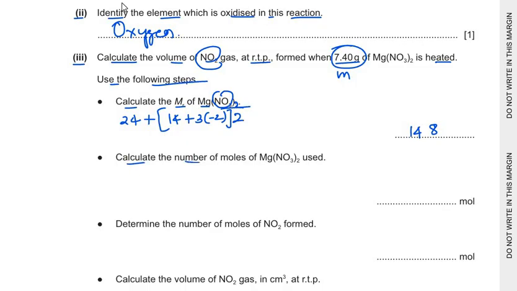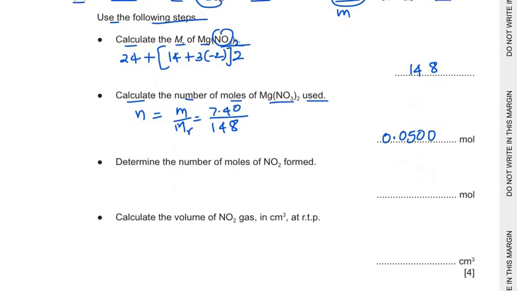Now calculate the number of moles of magnesium nitrate used. So here we are given the mass. So moles is equal to mass upon Mr. So mass is 7.40 divided by the Mr, which we have already calculated, that is 148, and here we end up with the moles, that is 0.0500. So this is how we calculate the moles, that is mass divided by Mr. Let's see what's the next part.